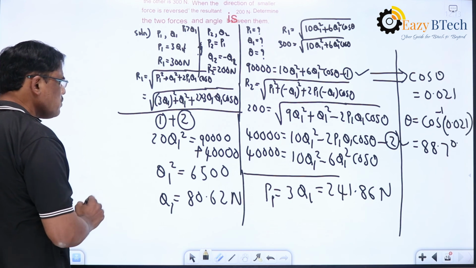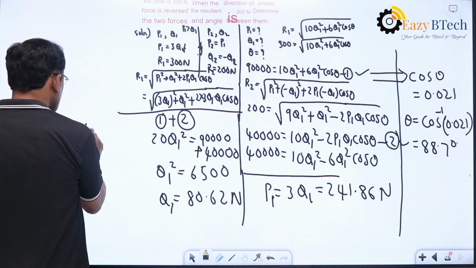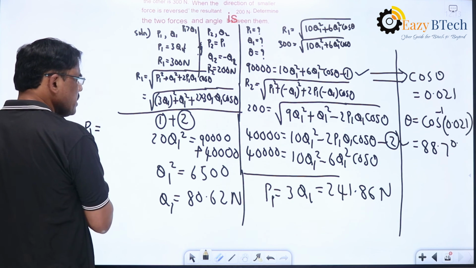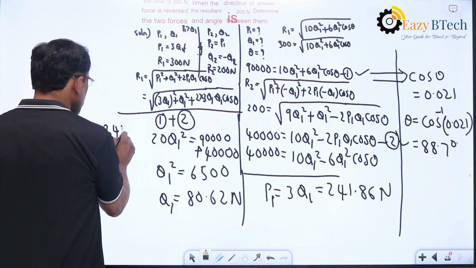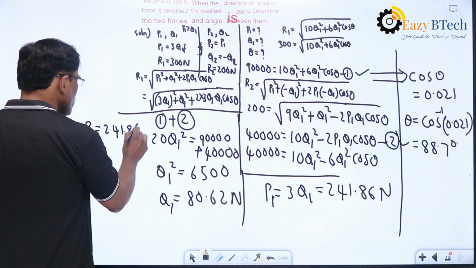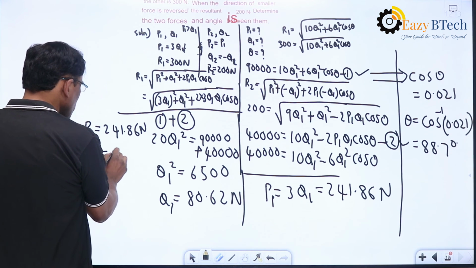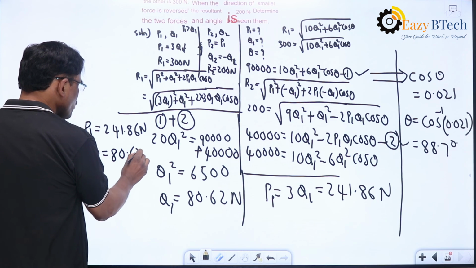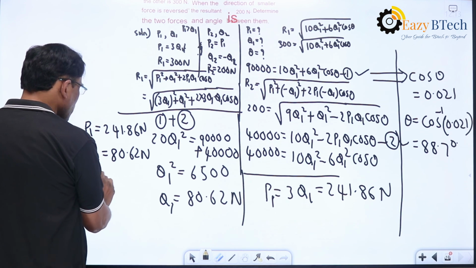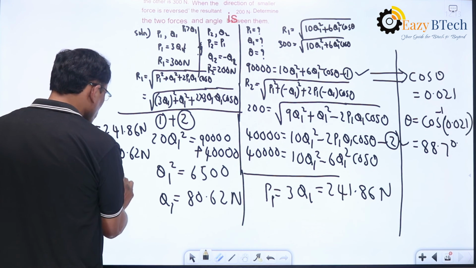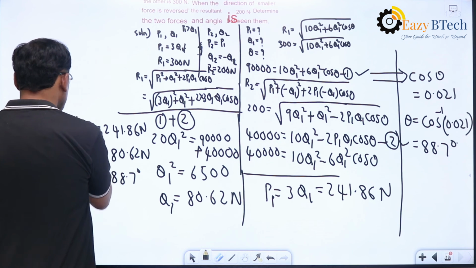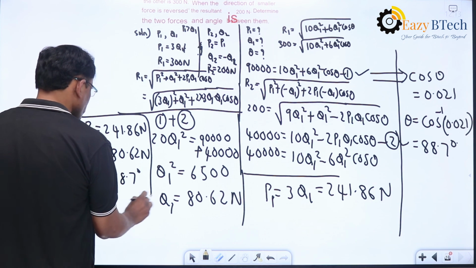So finally, the given forces are: P1 is 241.86 newtons, Q1 is 80.62 newtons, and theta is 88.7 degrees. So this is the final answer.